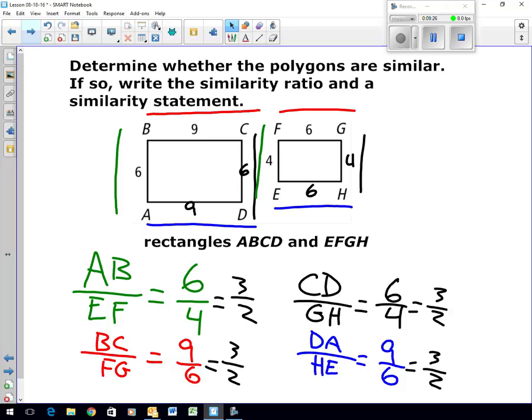Okay. Similar polygon. So what does congruent mean? Identical. For now, you can use the same. Okay. What does similar mean? Okay, same shape, different size, right? Congruent meant same shape and size.